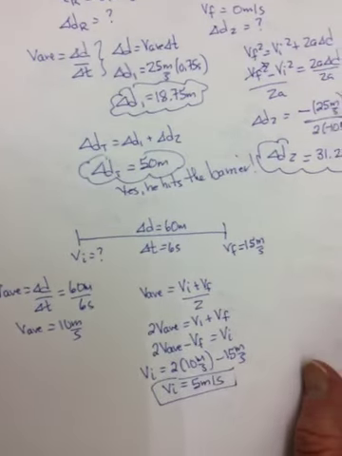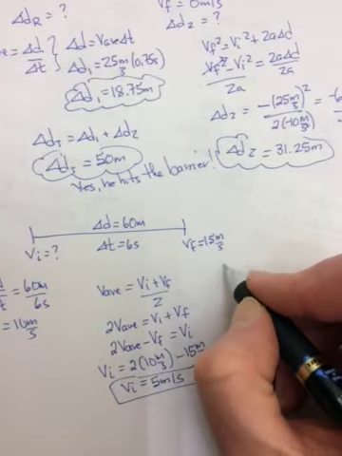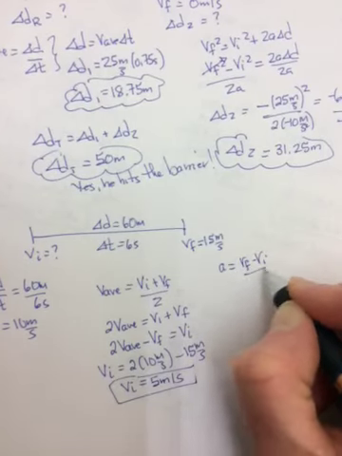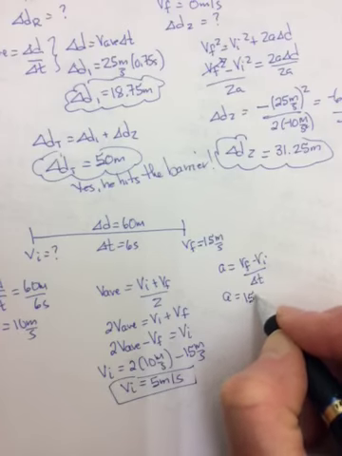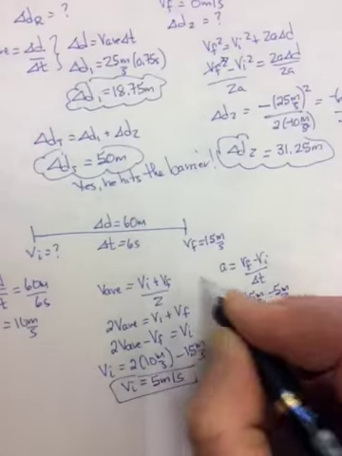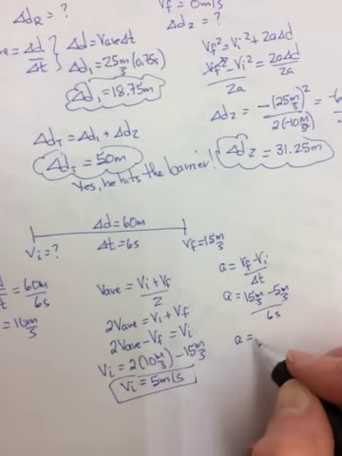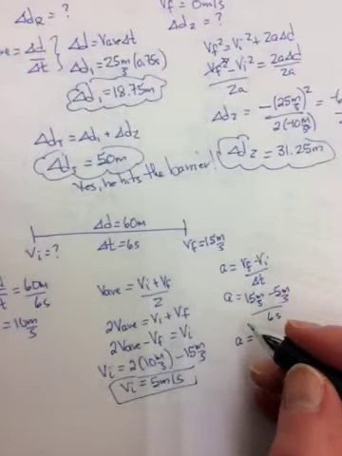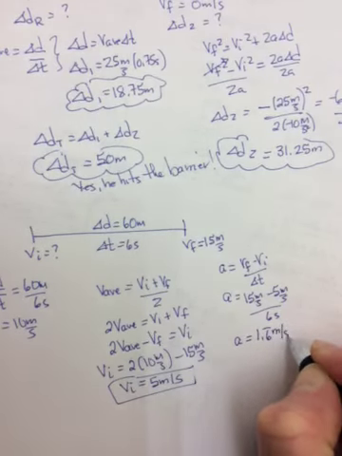B says, what is the constant acceleration? Well, now that we have VF and VI in T, we can find A. It's just equal to VF minus VI over delta T. So A is equal to 15 meters per second minus 5 meters per second, and it told us 6 seconds. So that's 10 over 6. So A should be equal to 1.6 repeating meters per second squared.